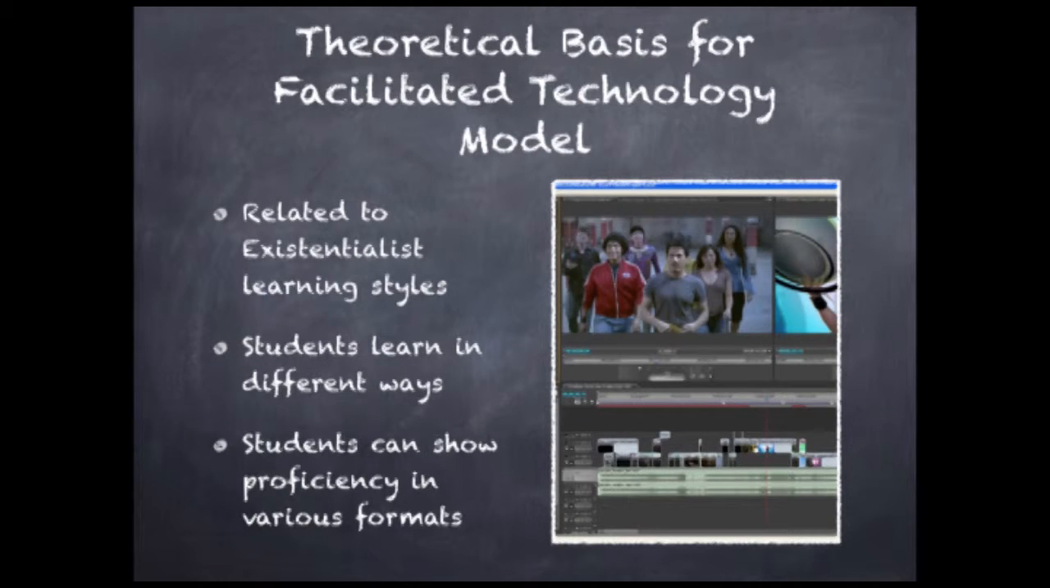Now, the basis for this model is that I related it to the existentialist learning style. What I recognized there was that they recognize that students simply learn differently. I know that seems like an understood thing, but the fact is that they do. In this facilitated technology model, students would be able to learn differently as well as show their proficiency in different formats, so they wouldn't be so tied down to a specific test or project outcome. They would have some freedom to show their mastery in other ways.